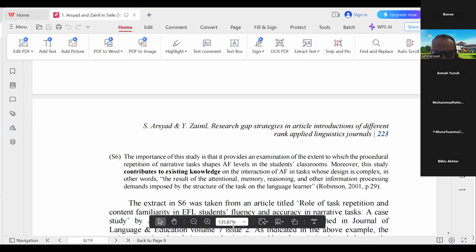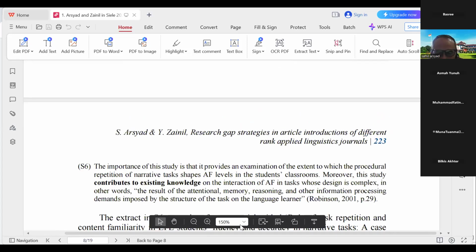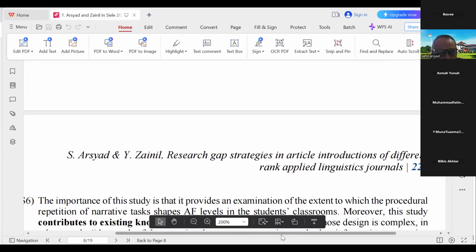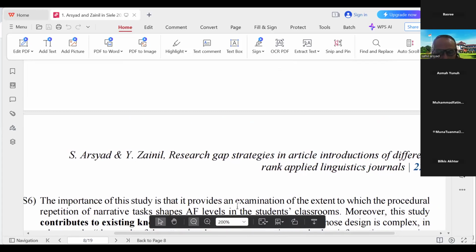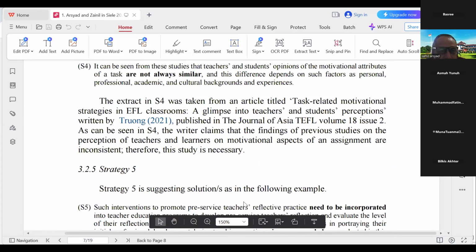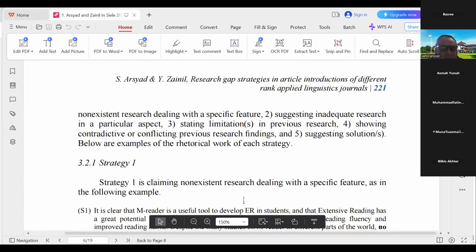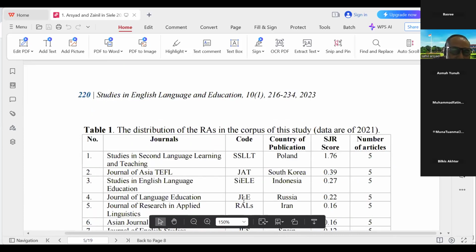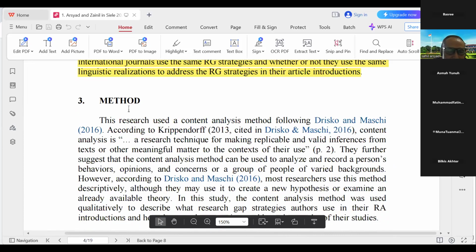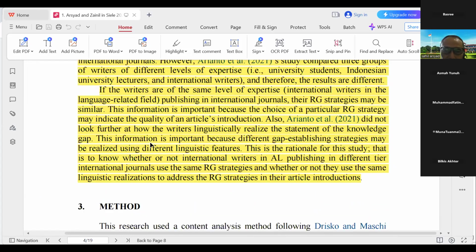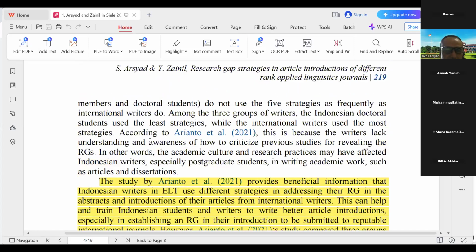Yes, this is my article published last year. Similar model, I think. Can you see this? This is the method. On what page? Yes, we can see, Prof. Page 219. So, the method section.